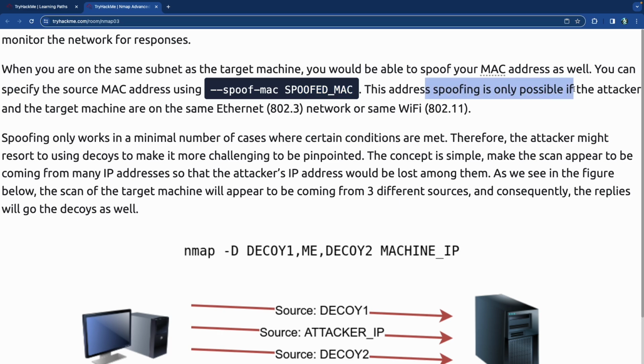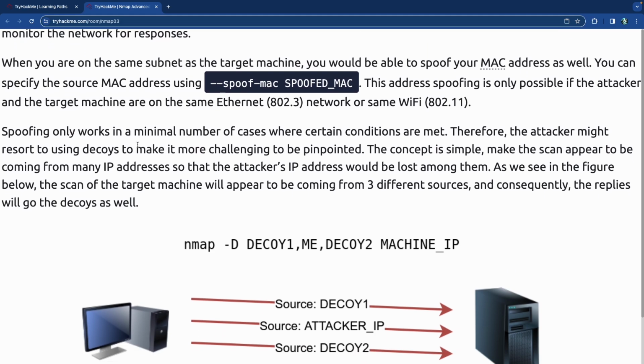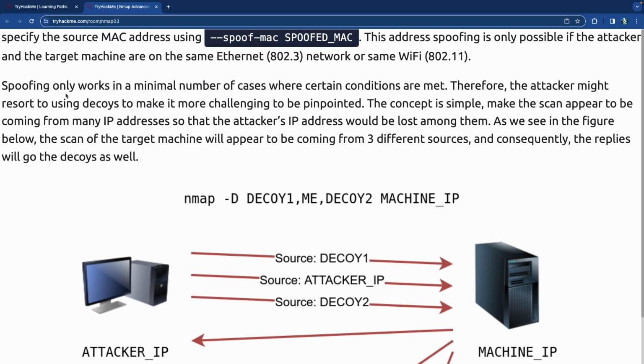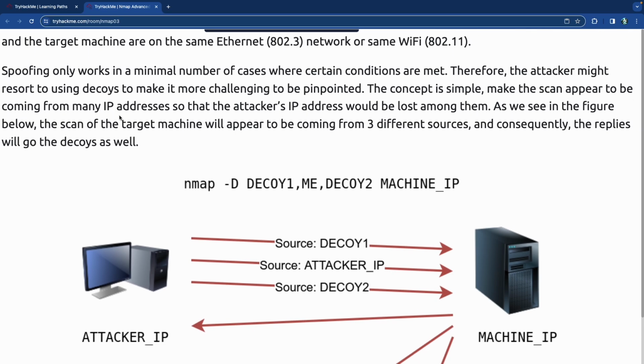This address spoofing is only possible if the attacker and the target machine are on the same Ethernet network or the same Wi-Fi network, right? So we already established that when we were talking about ARP requests, and I think that was in the beginner Nmap intro, or the Nmap live scanning room. So that's going to be the name of the video, or you can just search by the Nmap live scan tag and you'll be able to find that.